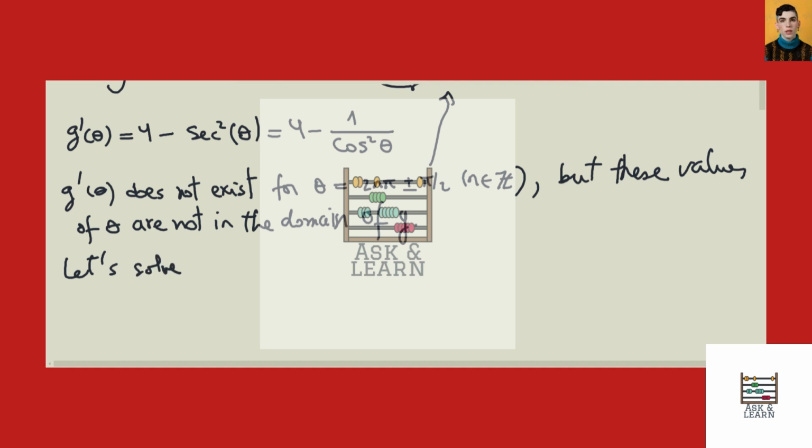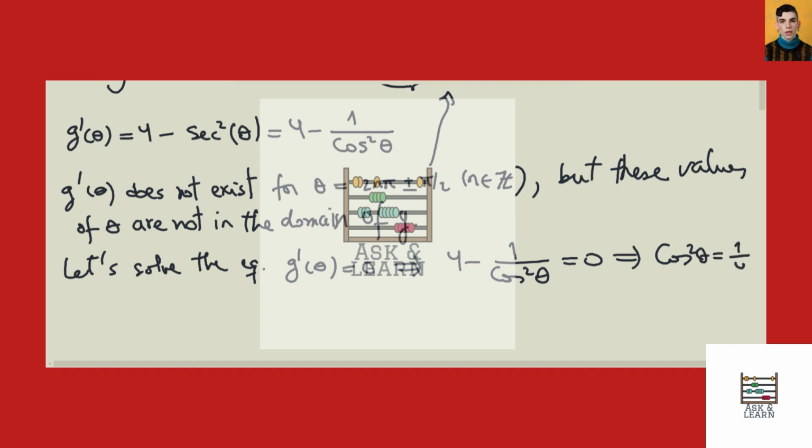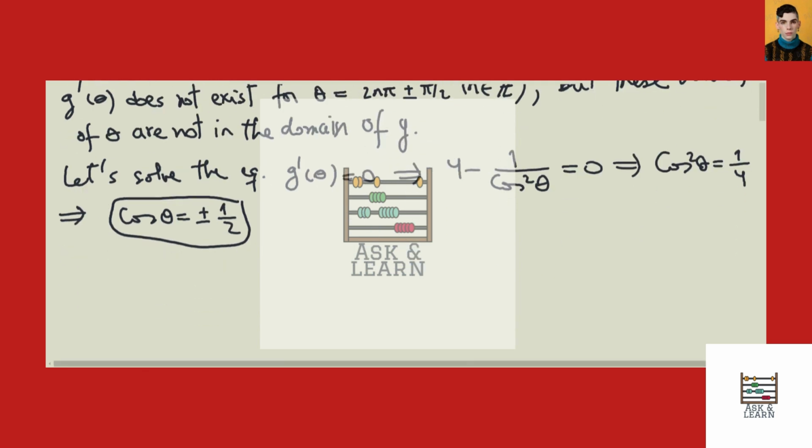So let's solve the equation derivative equals 0. That is 4 minus 1 over cosine square of theta equals 0. That is cosine square of theta equal 1/4. That is cosine of theta is plus or minus 1/2. So in fact, we have two equations. You have cosine of theta equal 1/2 and cosine of theta equal negative 1/2.